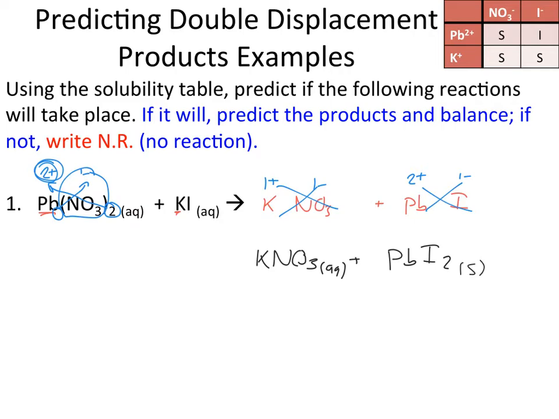The last thing that we need to do is balance. And so I'm just going to rewrite my reactants here: Pb(NO3)2 aqueous plus KI aqueous gives me this. So to balance, I have 2 NO3s on this side, so I'm just going to put a coefficient of 2 here. That means I have 2 Ks. I now have 2 I's over here, 2 I's over here, and I'm balanced.